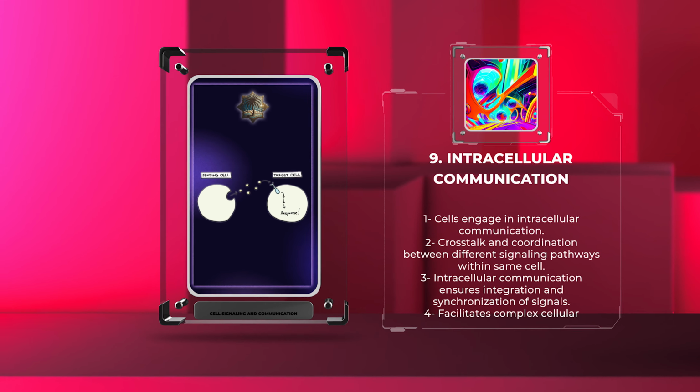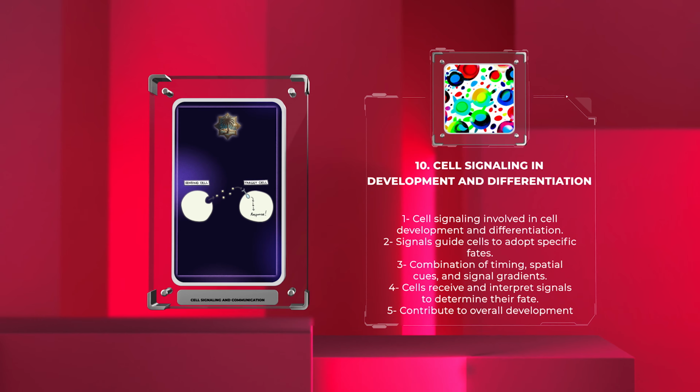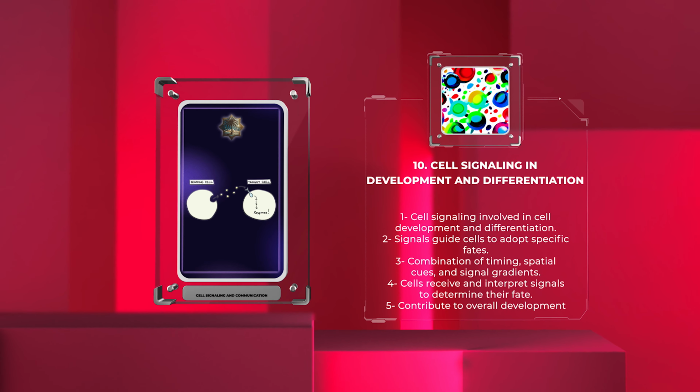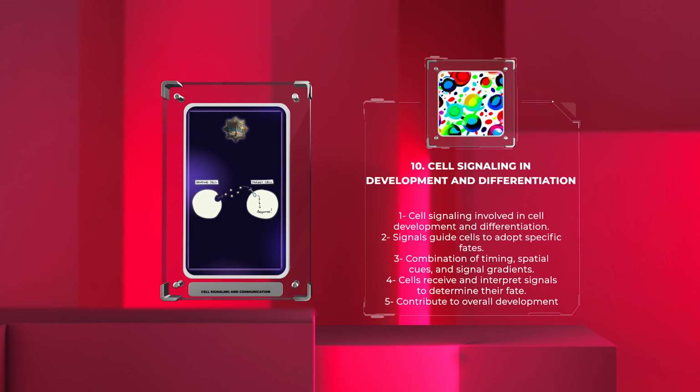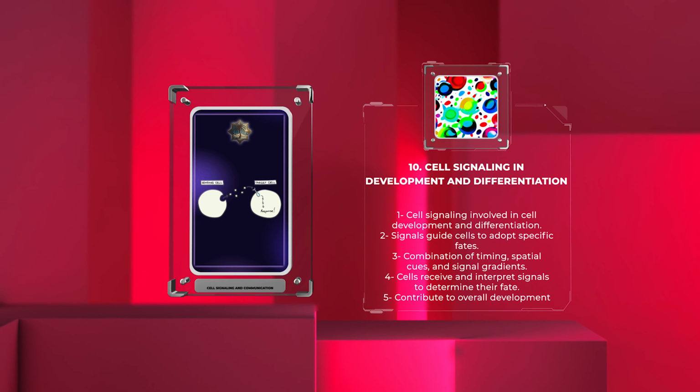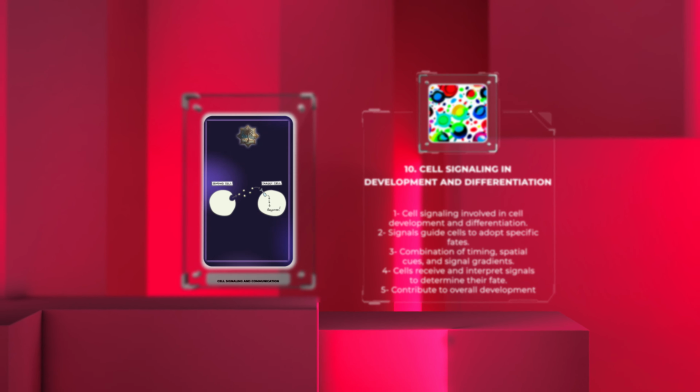Cell signaling is intricately involved in cell development and differentiation. Signals guide cells to adopt specific fates, such as becoming neurons, muscle cells, or skin cells. Through a combination of precise timing, spatial cues, and signal gradients, cells receive and interpret signals to determine their fate and contribute to the overall development and organization of an organism.